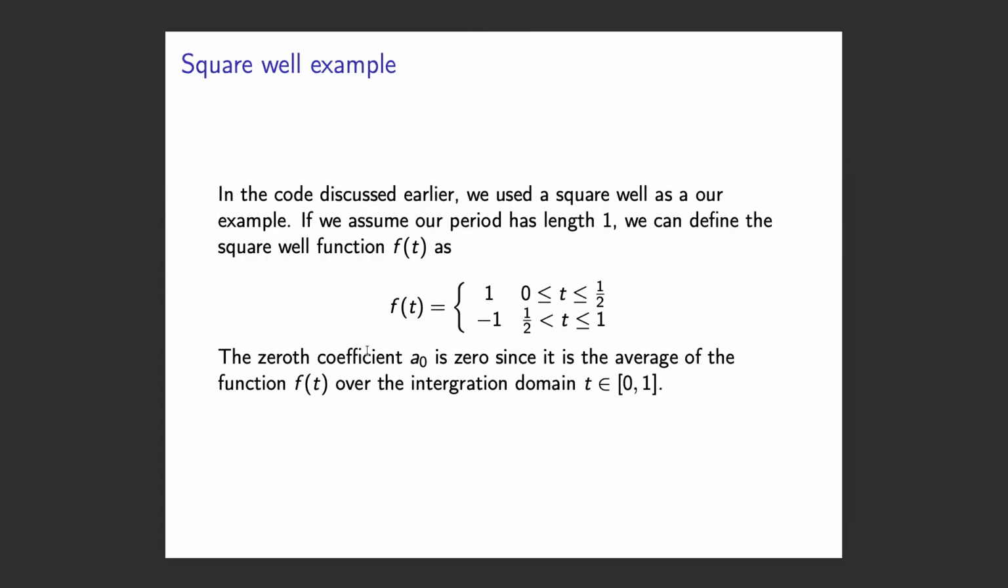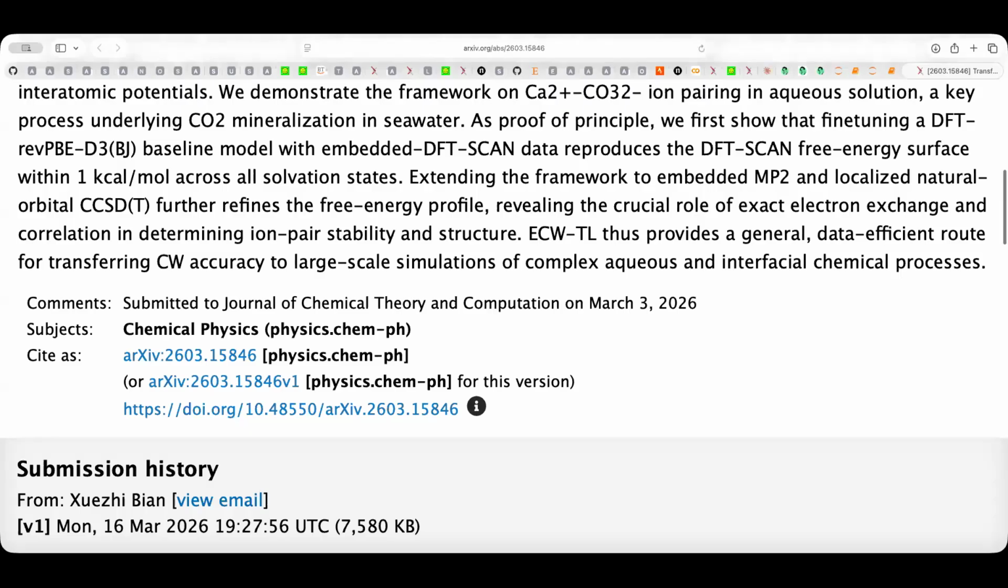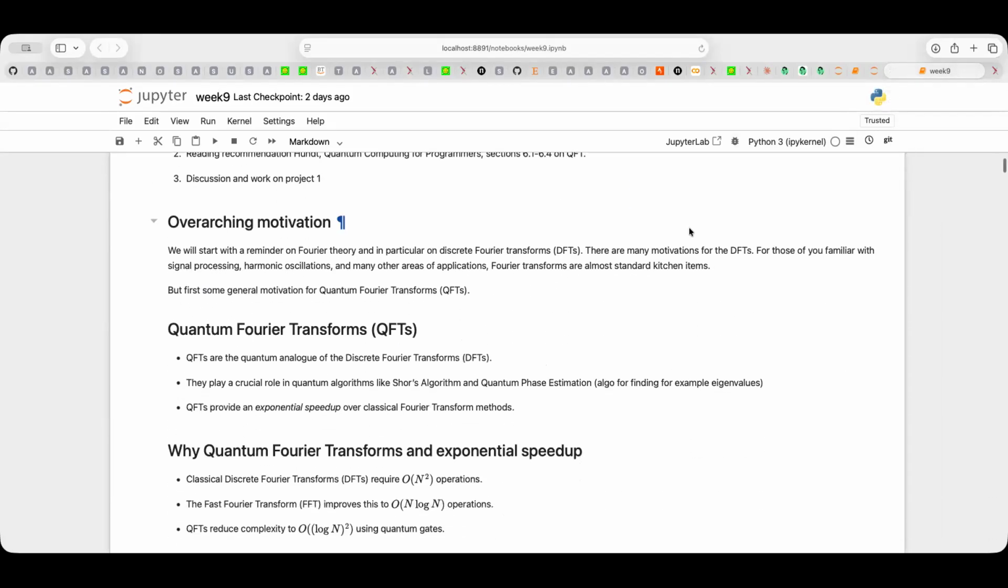There's a code example which I'm going to show you in the Jupyter notebook, where I'm taking a square well. So let me just do that first. Let me just bring this up. Not that one, but this one. Yeah, here we are.